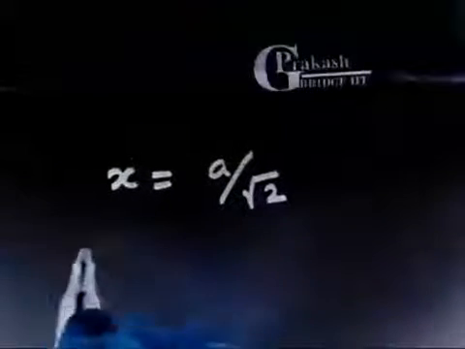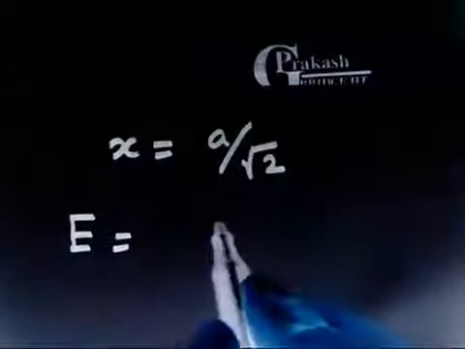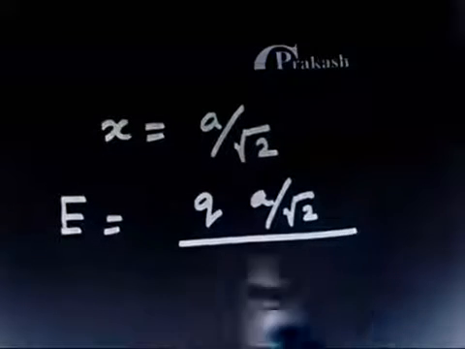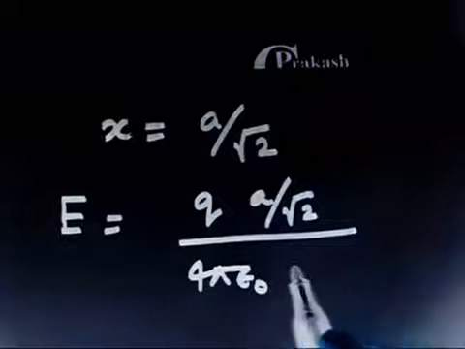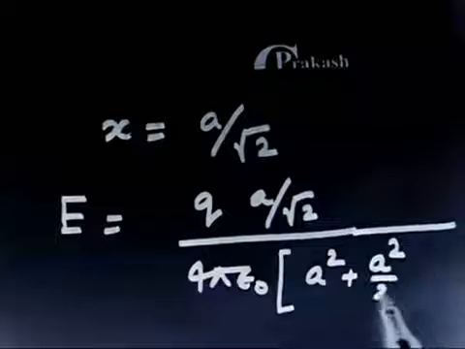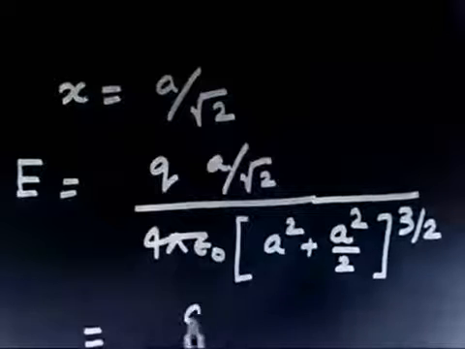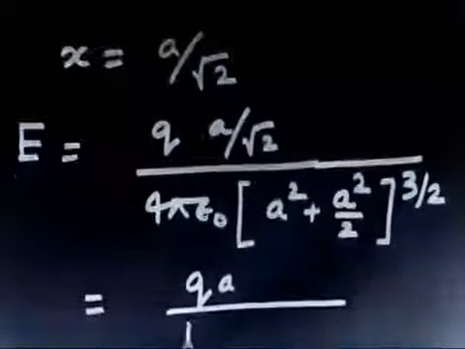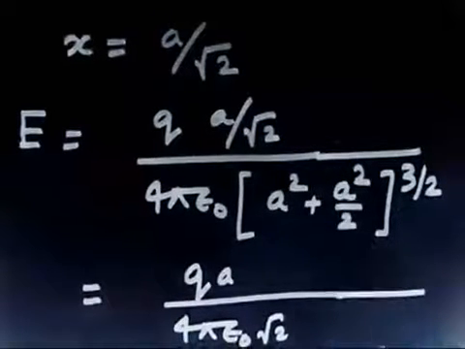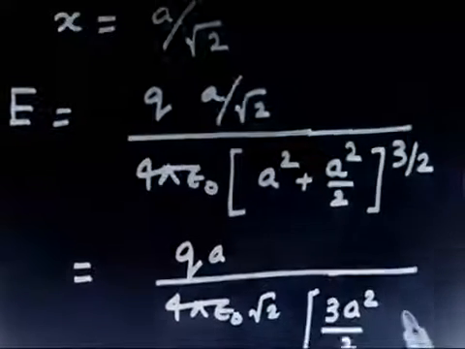Now we have to find what is the electric field you will have. So electric field in this case is given by Q, x is a by root 2, divided by 4 pi epsilon naught (a square plus x square). So a square plus x square is a square by 2, no, 3a square by 2, raised to the power 3 by 2. So this is the electric field you will have. So Qa by 4 pi epsilon naught root 2, and this will be 3a square by 2 raised to the power 3 by 2.